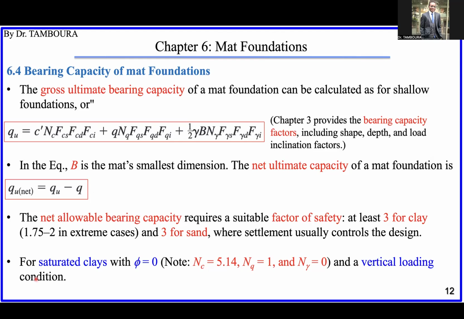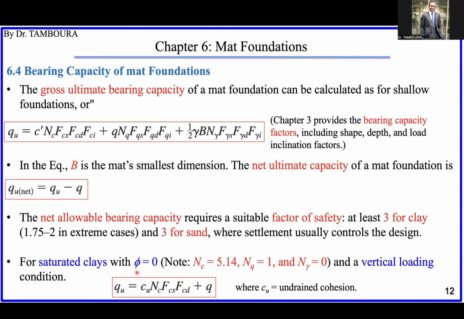If we consider that vertical loading is applied, what does it mean exactly? It means the inclination factors F_ci, F_qi, F_gamma_i will just be 1, 1, 1. There is no inclination; the load is not inclined. Vertical loading. So in that case, what we will need are maybe shape factors and depth factor.